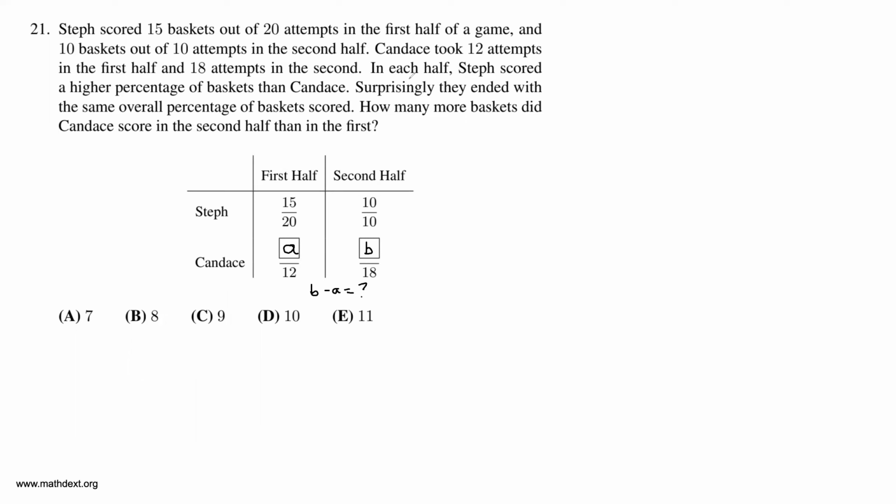Well, what we see is Steph scores a higher percentage of baskets than Candace in each half. So in this first half, Steph's percentage should be greater than Candace's percentage, which means that 15 over 20 should be greater than A over 12. What does that mean for A? It means that 15 over 20 is 3 over 4. And if you multiply both sides by 12, you get 3/4 times 12 is greater than A. So 9 is greater than A. What else do you get?